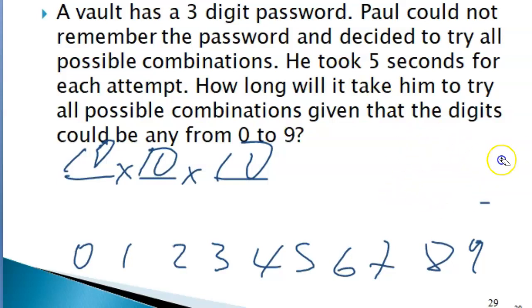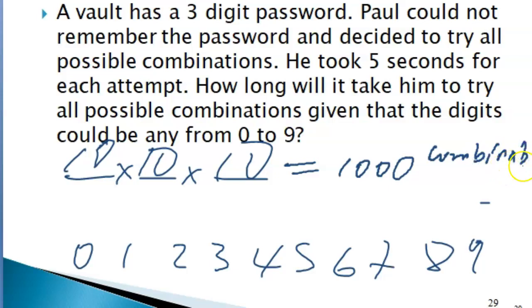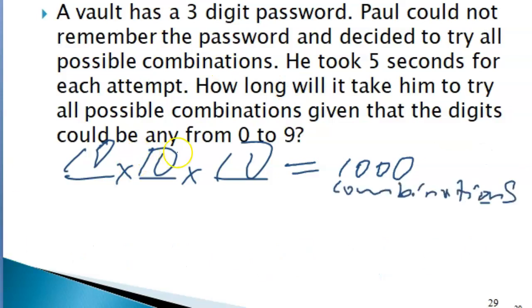Alright, so the number of possible combinations, 10 times 10 times 10, that's 1,000 different passwords, 1,000 combinations, if you should exhaust all the combinations. Now the question asks, how long will it take him to try all possible combinations, given that the digits could be any from 0 to 9? So there are 1,000 possibilities. He's taking 5 seconds for each attempt.